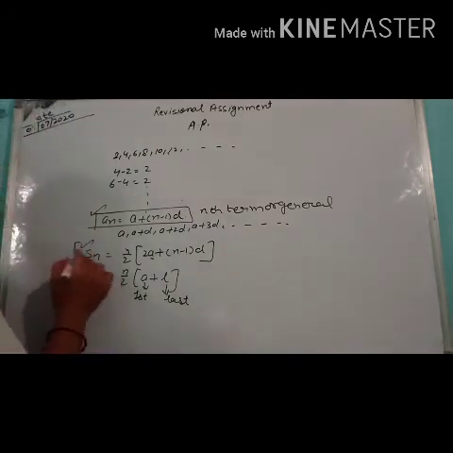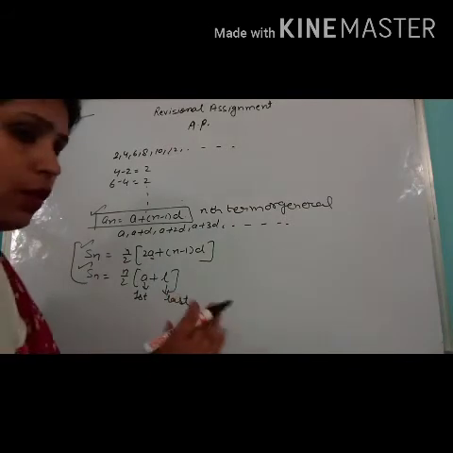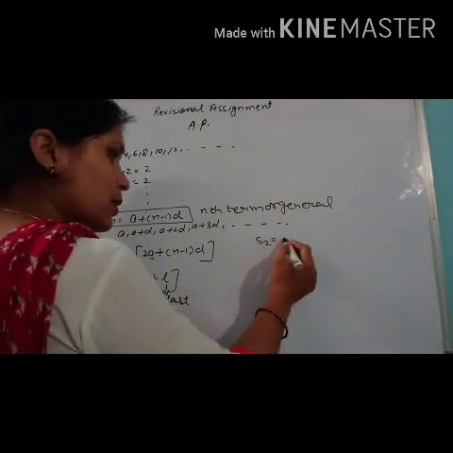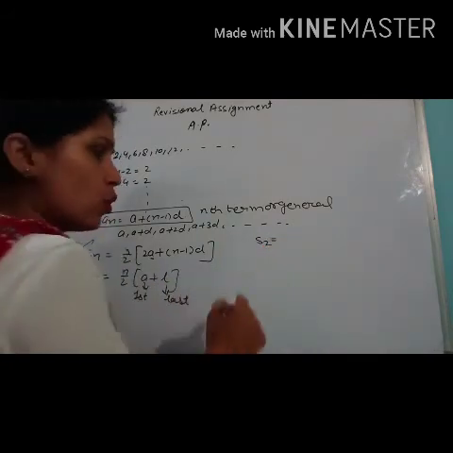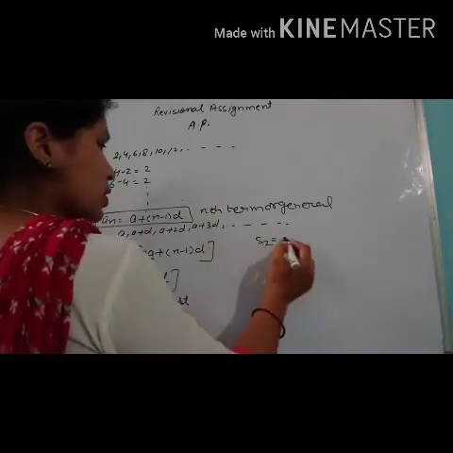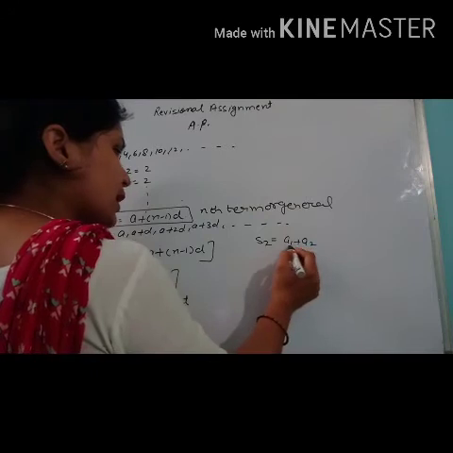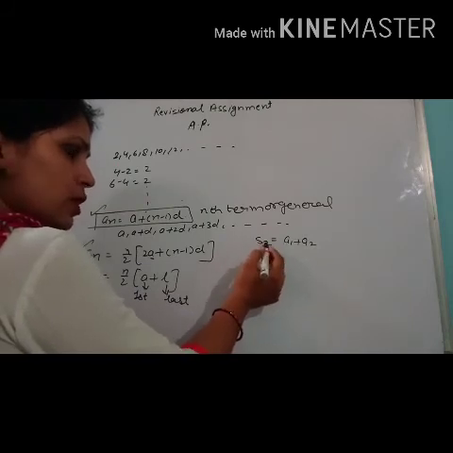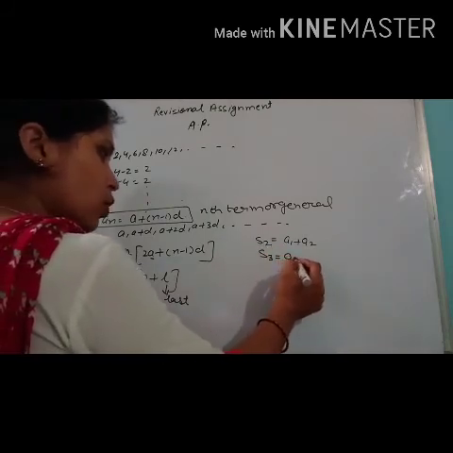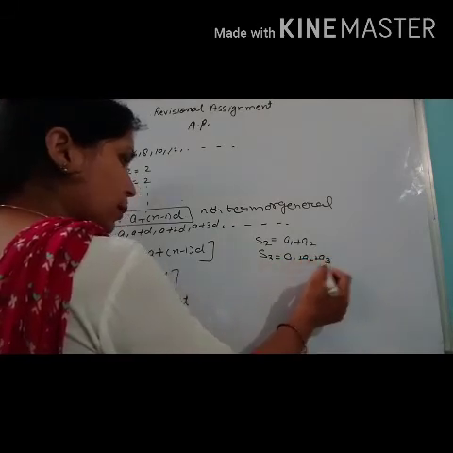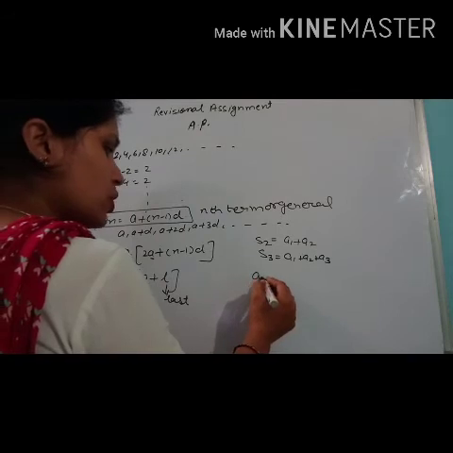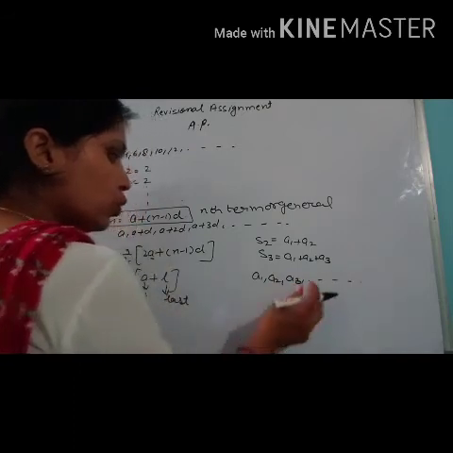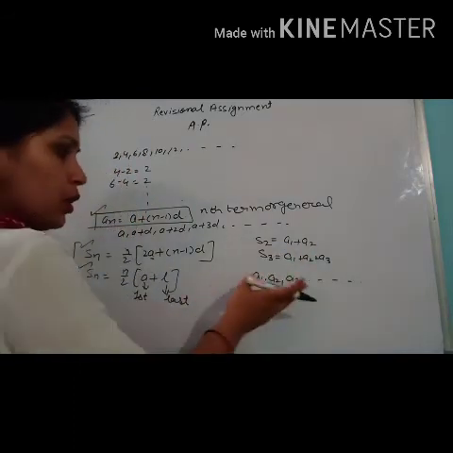Now what is the meaning of Sn here? Sn is the sum of the first n terms. If we write S2, what is the meaning of S2? S2 is the sum of the first two terms of an AP, that is a1 plus a2. This is the notation for S2, meaning the sum of the first two terms. Similarly, S3 is the sum of the first three terms of an AP. The first term we denote by a1, the second term by a2, a3 and so on. These are the notations for the terms.